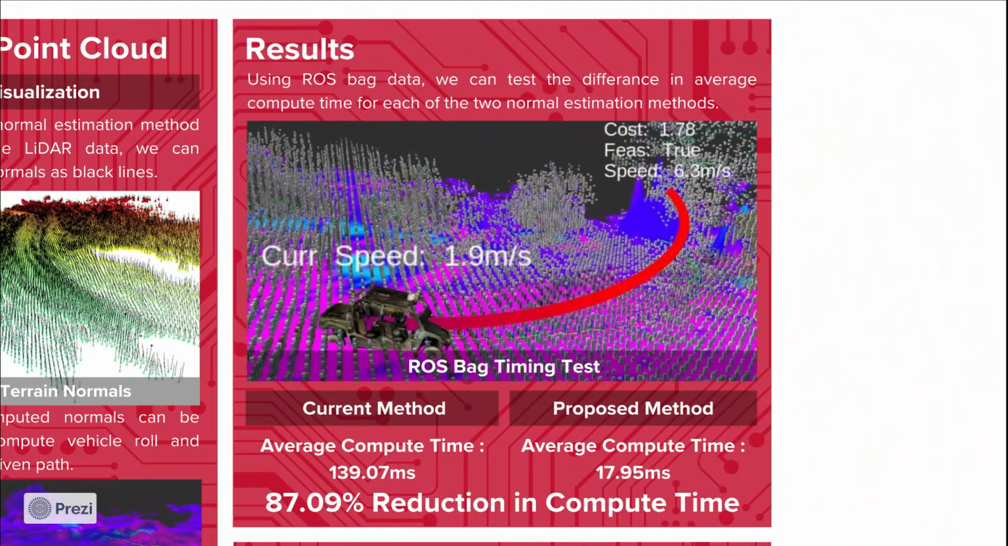In order to evaluate the effectiveness of this method, we used Rosbag data to calculate the difference between the compute time of the current method that we use versus the proposed method. After running this experiment, we found that the average compute time for the current method was around 139 milliseconds, whereas for the proposed method, the average compute time was only 17.95 milliseconds, which is an overall reduction of 87.09%, which is very significant during live testing.